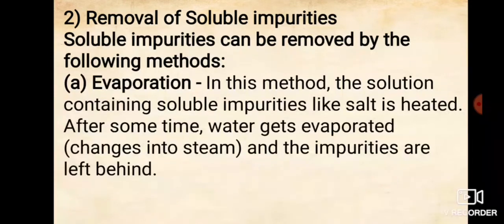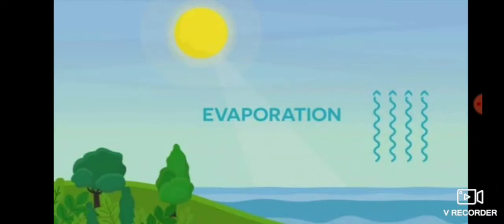Removal of soluble impurities. Soluble impurities can be removed by the following methods. Evaporation. In this method, the solution containing soluble impurities like salt is heated. After some time, water gets evaporated, changes into steam, and the impurities are left behind.